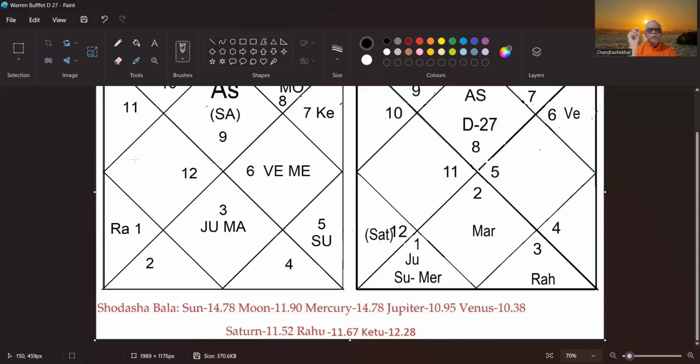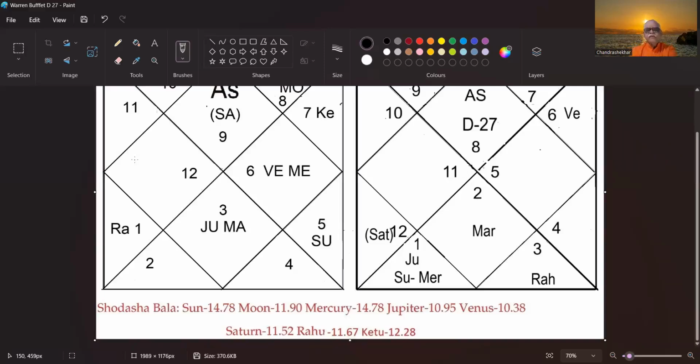Sun has 14.78 points out of 20 in the Vinshopakabala, the 20-point strength. Anything above 10 is good. As it approaches 15 and above, it is excellent. So here we see Sun, who is the Karaka for the Lagna, and aspects the Lagna also. So there is influence on the Lagna of Sun. Wants to have enough strength.